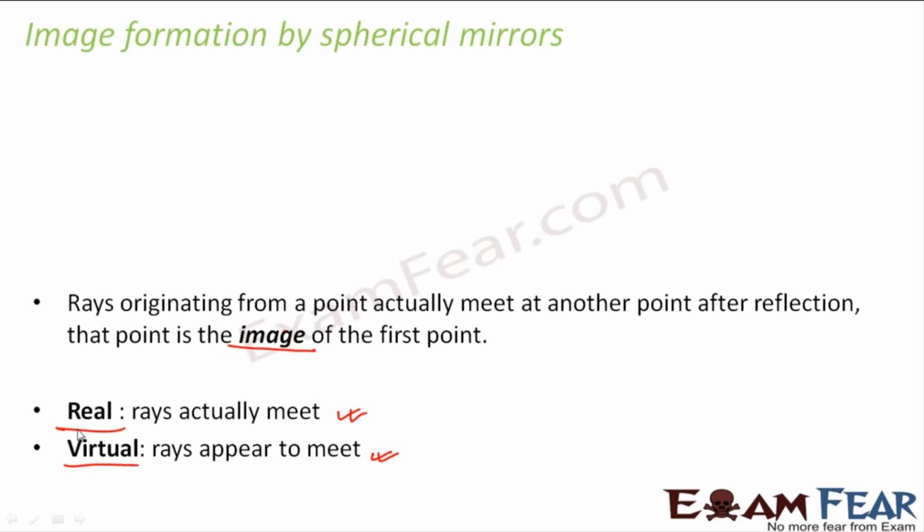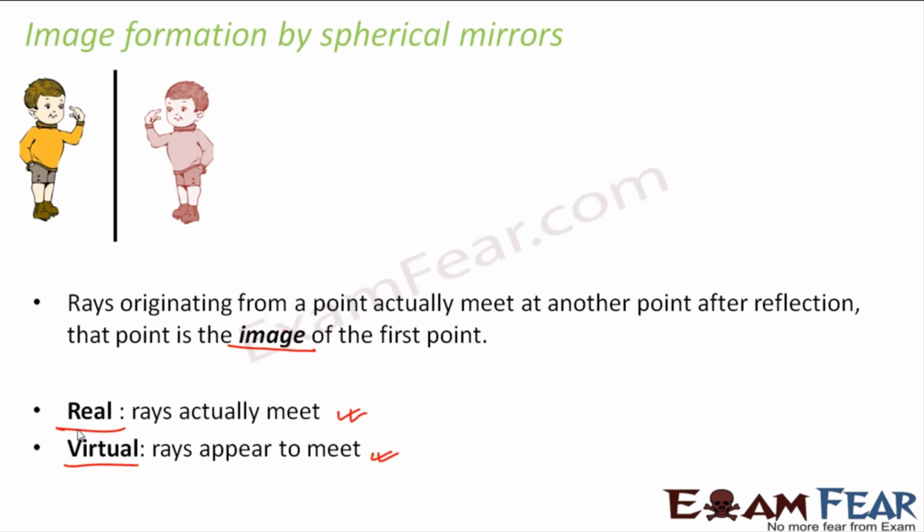So there are two types of image that can be formed by a spherical mirror. One is a real image and the other one is a virtual image. In case of real image, the reflected rays will actually meet at a point. In case of virtual image, the rays will appear to meet at a point.